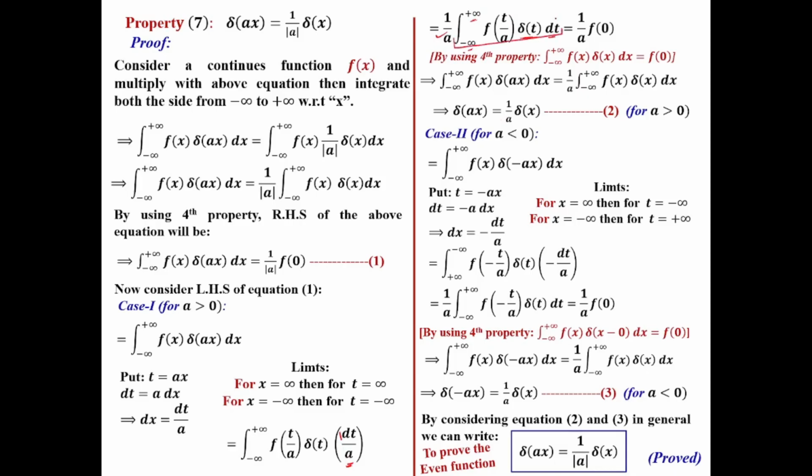This integral value will be f(0), because according to the fourth property we know the integral from minus infinity to plus infinity of f(x) delta(x) equals f(0). If I apply the fourth property over here, it will be how much? 1 by a, f(0 by a) is nothing but f(0), right? So this integral value will be 1 by a times f(0). Again, I am going to apply the fourth property. Instead of f(0), we can write the integral from minus infinity to infinity of f(x) delta(x) dx, no problem. Now you just compare LHS and RHS.